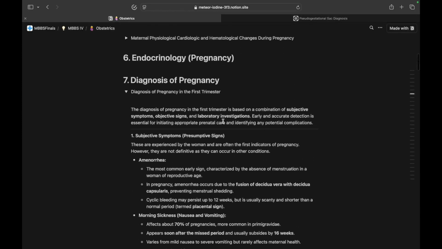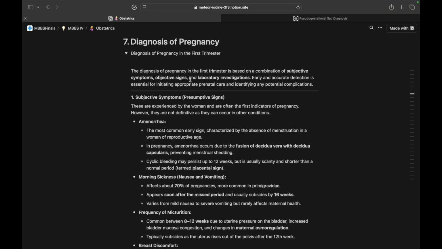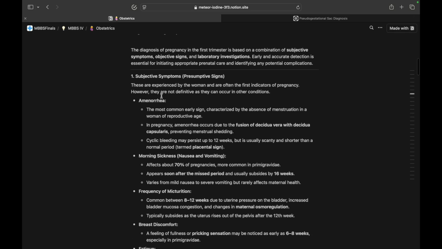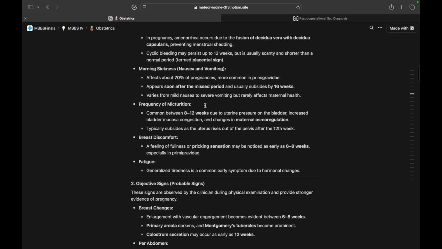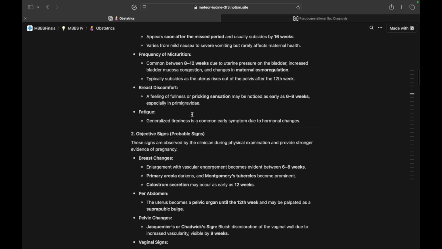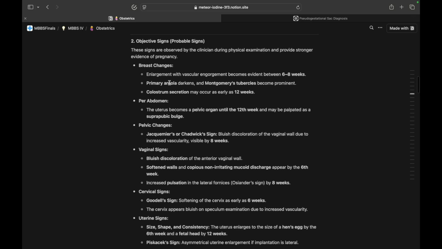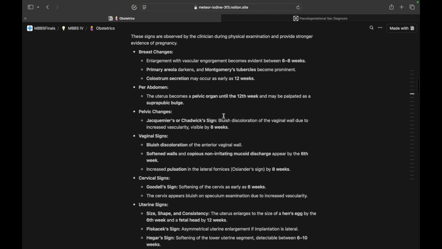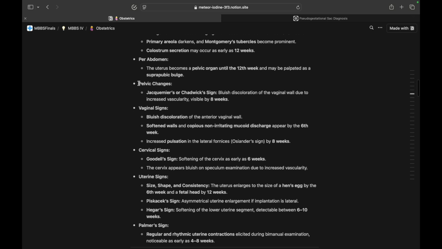With this we conclude the section on the signs and symptoms of early pregnancy, and also diagnosis of early pregnancy, meaning pregnancy in the first trimester. So what did we learn overall? The subjective symptoms, which include amenorrhea, morning sickness, which is very common, frequency of micturition by pressure effects, breast discomfort due to hormonal effects, and fatigue, which is generally seen. Then we learnt about different signs: the breast signs, Montgomery tubercles, on per abdomen how it changes from a pelvic organ into an abdominal organ, and pelvic changes.